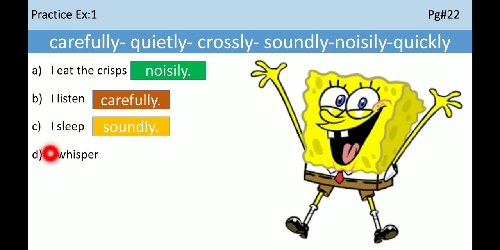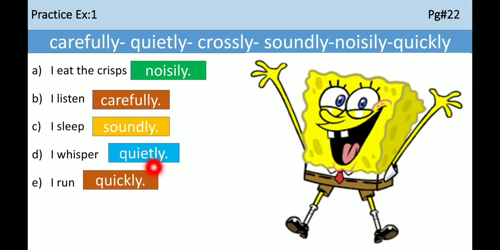I whisper. Whisper means to speak very slowly. I whisper quietly. I run. I run quickly. I argue. What is left? Crossly. Crossly means angrily. So I argue crossly. That's it. We have done practice exercise 1.